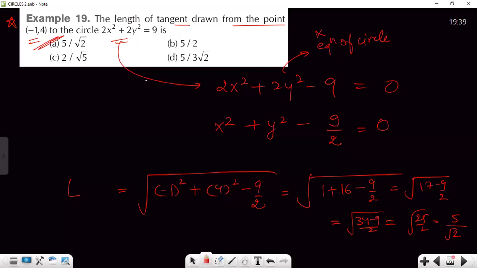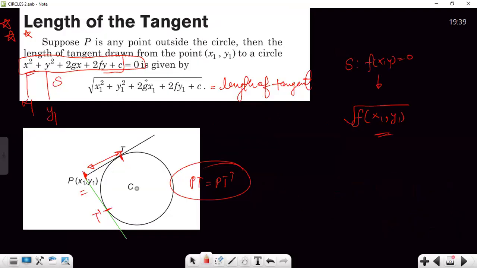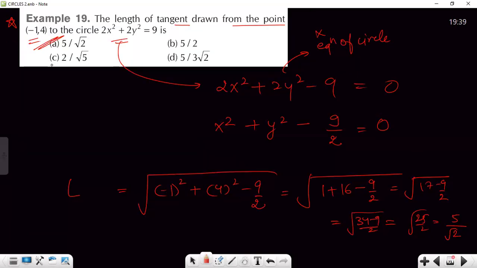So please take care of the small mistakes: convert the general equation of circle into the equation of circle in which the coefficients of x square and y square are equal to 1. Here the coefficients of x square and y square were equal to 1. Understood? Yes, sir.